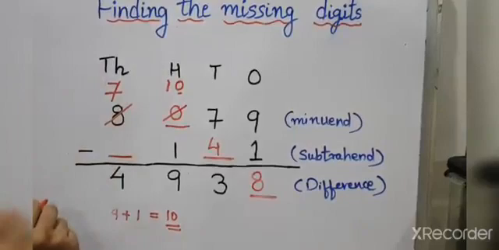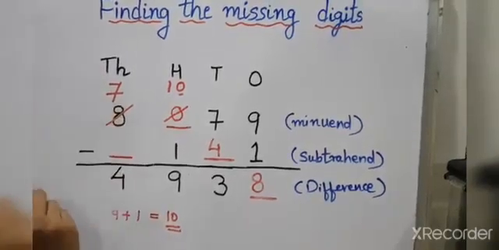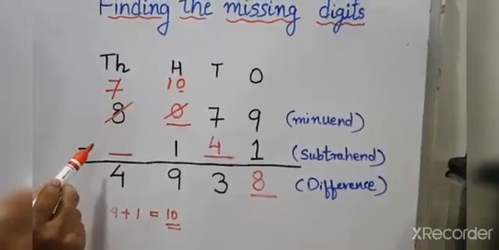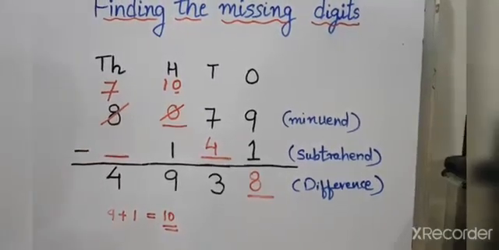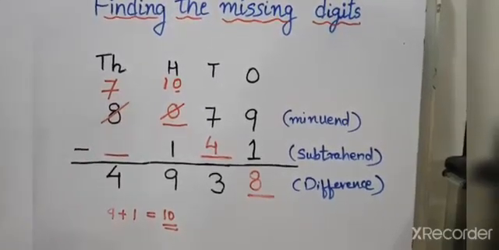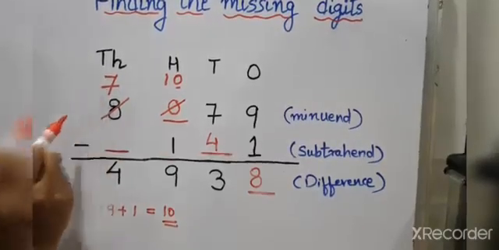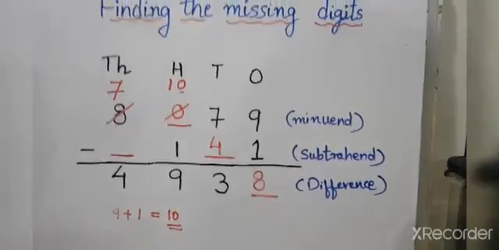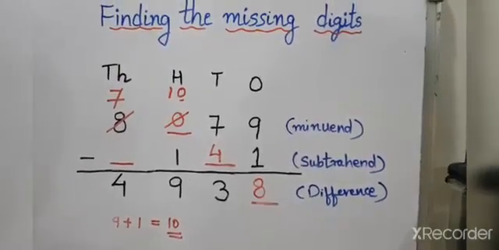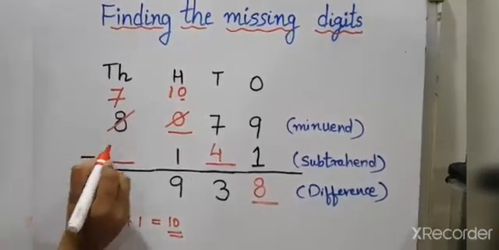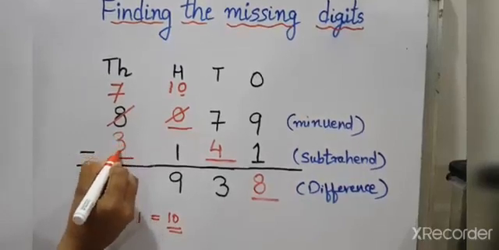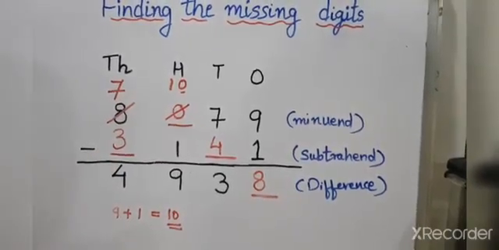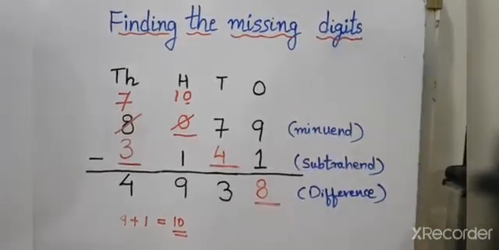At thousands place we have 7 at minuend, and we have to find out the subtrahend. How are we going to find the subtrahend? Yes, 7 minus 4 will give us the subtrahend. What is 7 minus 4? 3. So we will write here number 3. So children, in this way we have to find the missing digits.